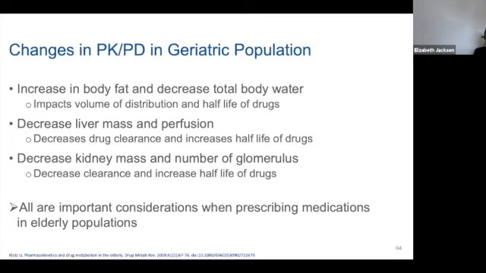There's also going to be decreased kidney mass, and the number of glomeruli is also going to be decreased. So as a result, there's going to be decreased clearance and increased half-life of drugs. These are all very important considerations when prescribing medications to the elderly. And these are considerations that we should always keep in mind when prescribing any drug to the elderly. Next slide, please.